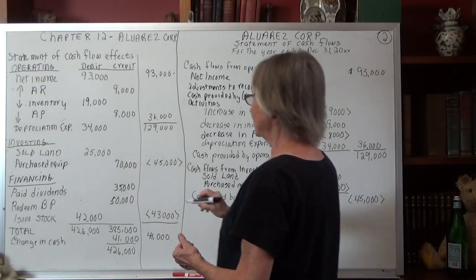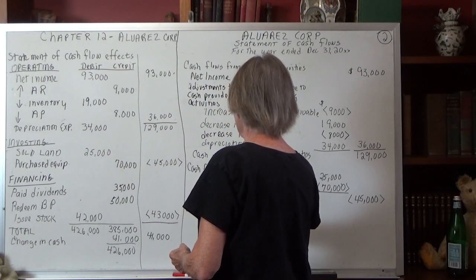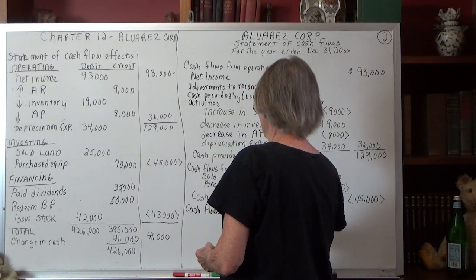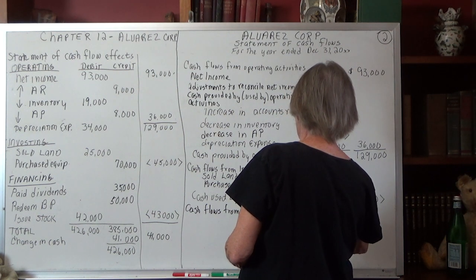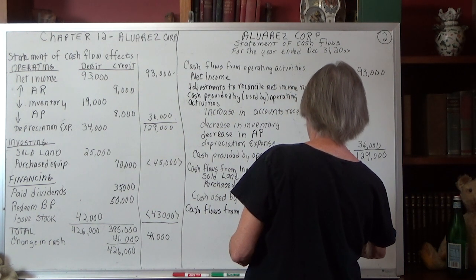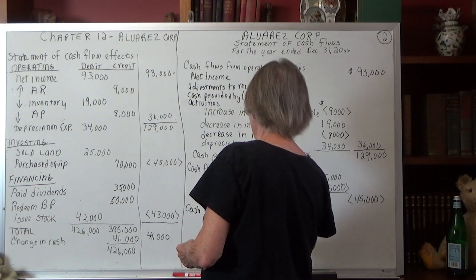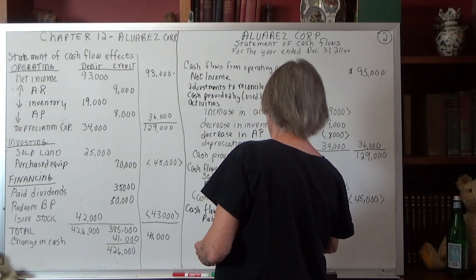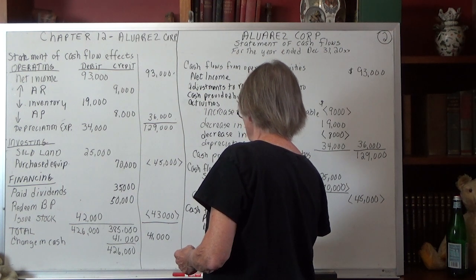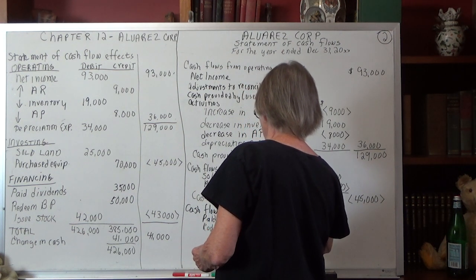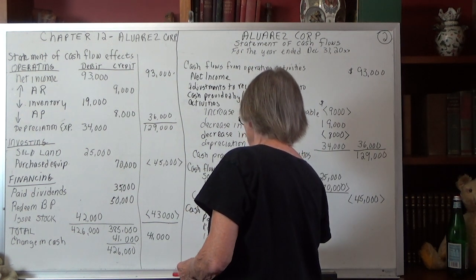And then we come down to our financing section, and we did 3 things there. So here we've got cash flows from financing activities. Okay, so what did we do? We paid dividends, and usually you'd say you paid cash dividends, just to be complete. We redeemed some bonds payable, so we tell them all about that, and I'm going to abbreviate that. We issued some common stock.